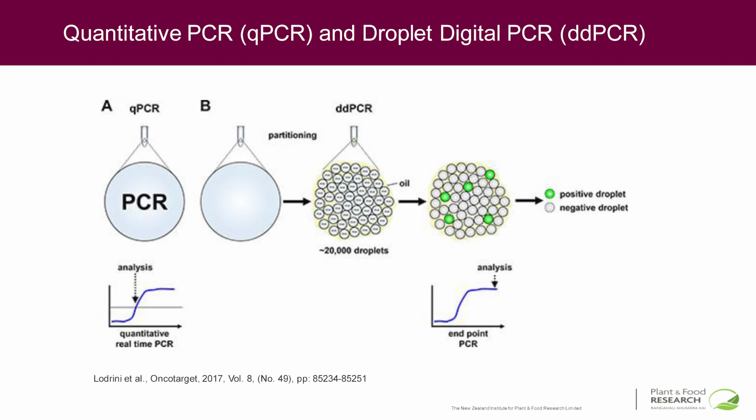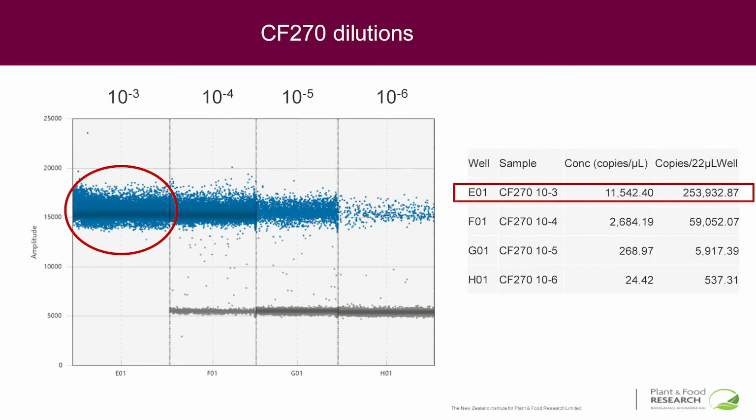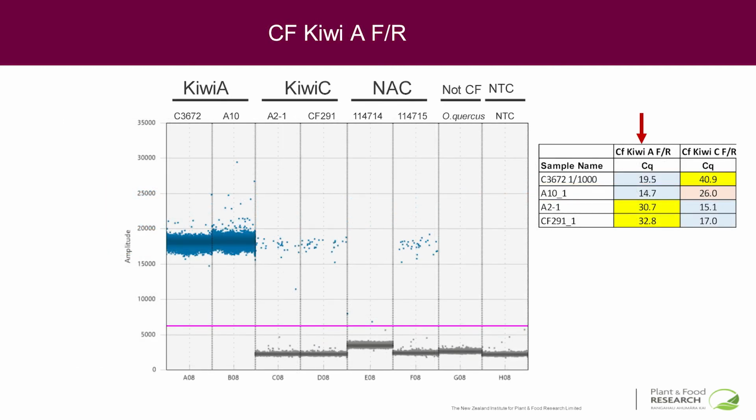So what we've got here is a dilution series, I think from one of the Brazilian isolates that we had. And you can see that in a tenfold dilution, the number of positives is going down and the number of negatives is increasing. Now, I just want to go through very briefly.